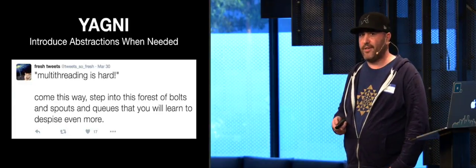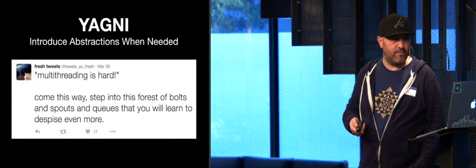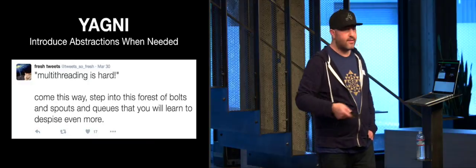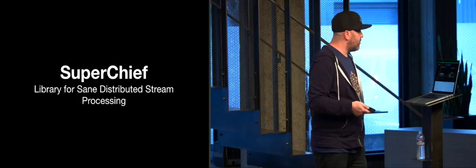One part of our philosophy is to introduce abstractions only when you need them. So this is my friend Colin complaining about working with Storm. So, how did we approach slimming this down and making this more sane?